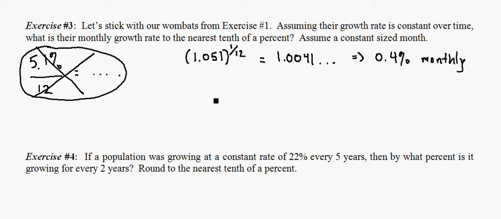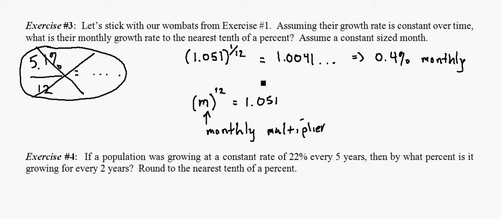Now, if you're confused about this, one way to look at it is you could let m be my monthly multiplier. And what I would know is that if I took m and raised it to the 12th, I would have to get my 1.051. So this is if m is my monthly multiplier. I don't want to call it my monthly percent rate, because that would be 1 plus m. But anyway, my monthly multiplier. It's all about multipliers. Now, to reverse this, to actually figure out what m is, I would raise both sides to the 1/12.